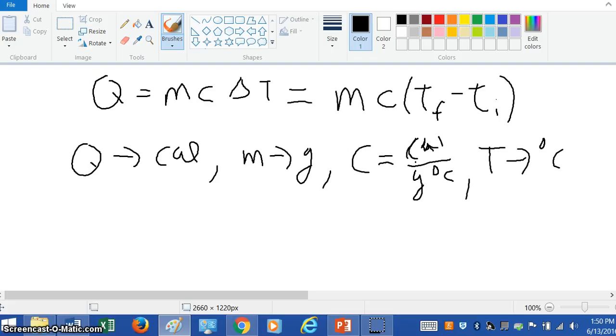That means, of course, the mass times this C, which is the specific heat, times the change in temperature, the final temperature minus the initial temperature. Q is heat. It's measured in calories. The mass is in grams of the substance. It could be a liquid, it could be a solid, it could be a gas.